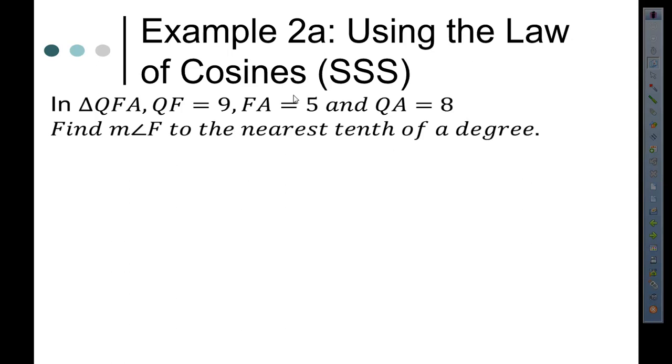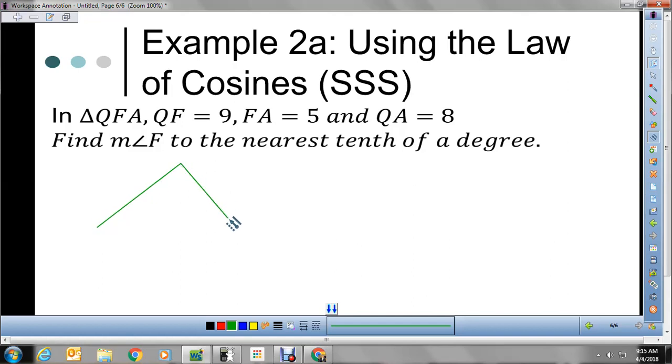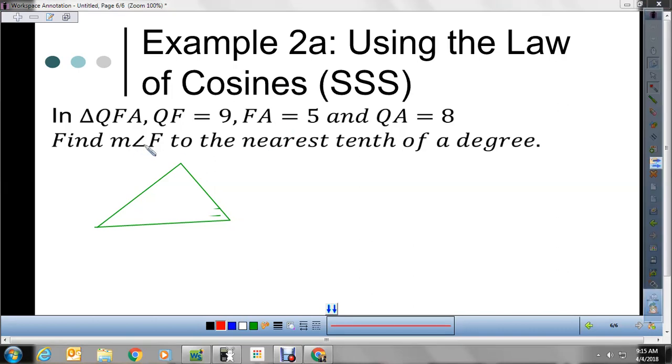Once again, I'll repeat myself a lot. The first thing you need to do is draw the picture. Draw your triangle so you know what sides are across from what angles. Now we're looking for the measure of angle F. So which side would it be across from? The way you can determine that is which one does not have an F in it. This has QF, this has FA, and QA. That means that 8 is going to be across from angle F. Let me show you how that works.